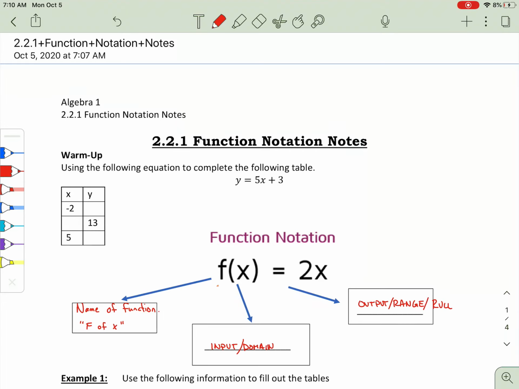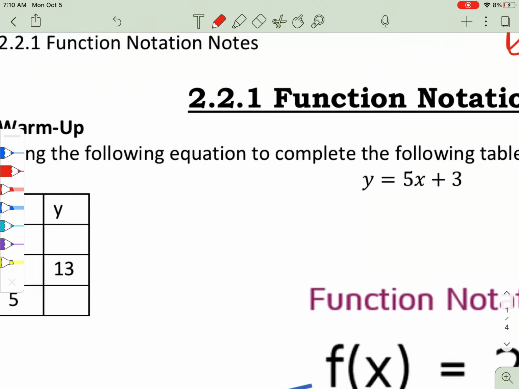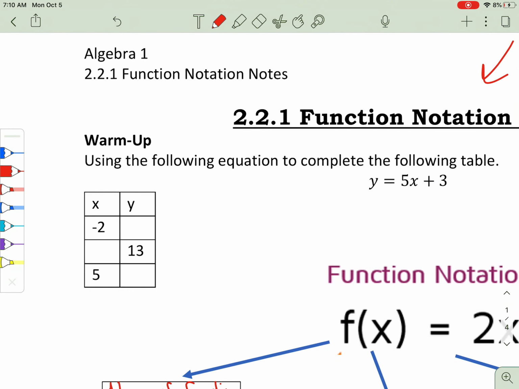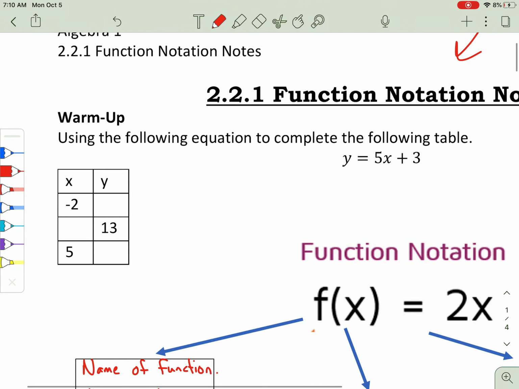So today, Monday, October 5th, we are going to go through a couple warm-ups here, but we're really going to talk about function notation. Before, we talked a little bit about vocab: input, output, domain, range, all those things. Well, today we're going to actually show you what a function really does. So number one, part of this warm-up, says use the following equation to complete the following table. They're talking about this table.